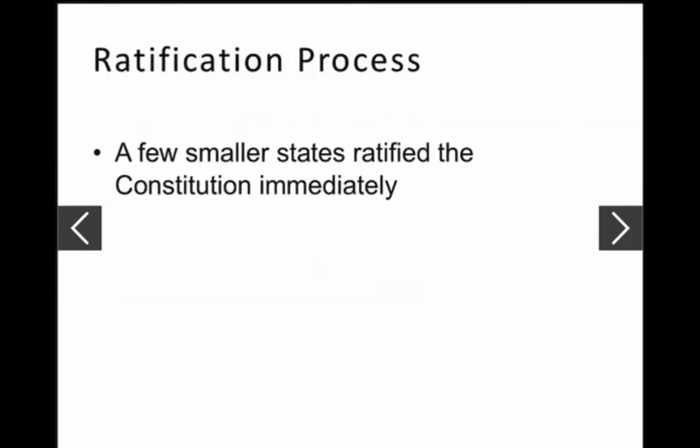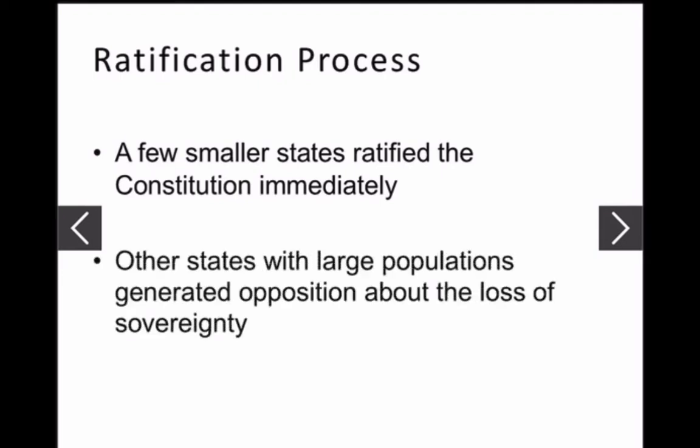So, like I said, the states now have to take this new document, the U.S. Constitution. They have to vote on it. And as you can imagine, a few of the smaller states are going to ratify it right away. But some of the other states with large populations are going to oppose it right away. They don't like the idea that their states are going to become weaker or that they're going to be subservient to the federal government. There's all kinds of opposition here.